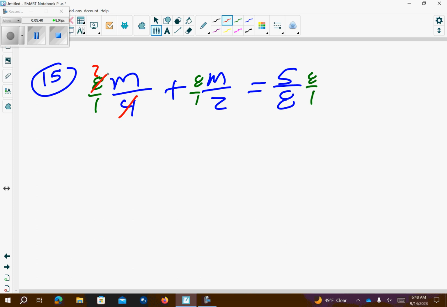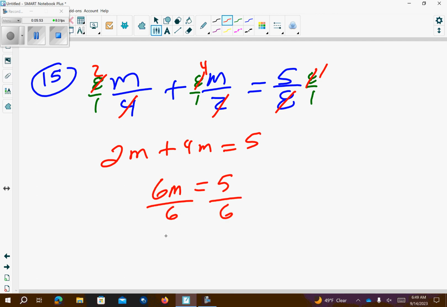So 4 goes into 8 twice, so 2 times m is 2m. 2 goes into 8 4 times. 4 times m is 4m. 8 goes into itself once. 1 times 5 is 5. So I'm going to get 6m equals 5. Divide both sides by 6. So m equals 5 over 6.